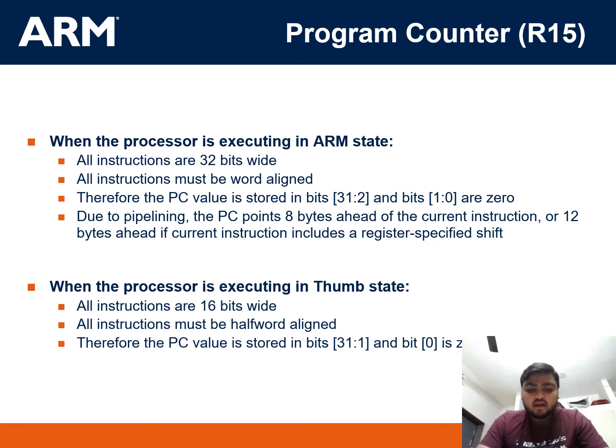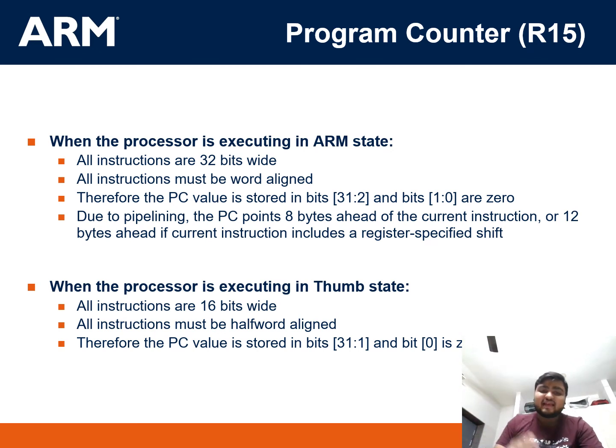Madam, that is the program counter. When the processor is executing in the ARM state, all instructions are 32 bits, and all instructions must be word aligned. Therefore, the PC value is stored in bits [31:2] and bits [1:0] are 0. Due to pipelining, the PC points 8 bytes ahead of the current instruction, or 12 bytes ahead if the current instruction included a register-specified shift.